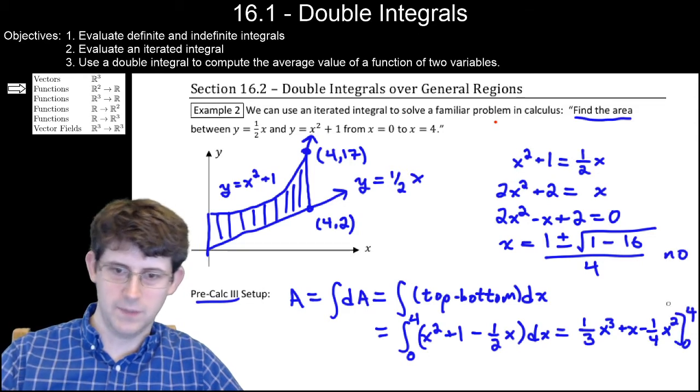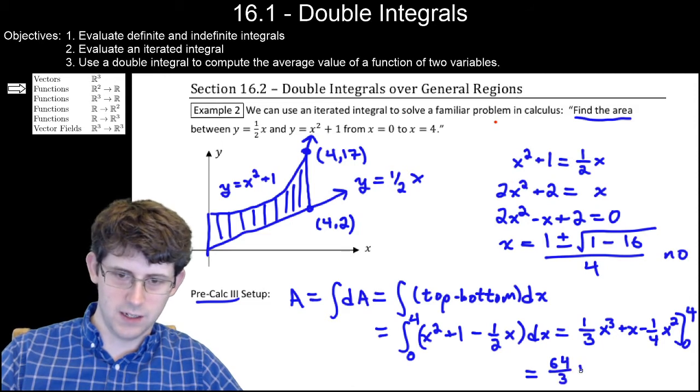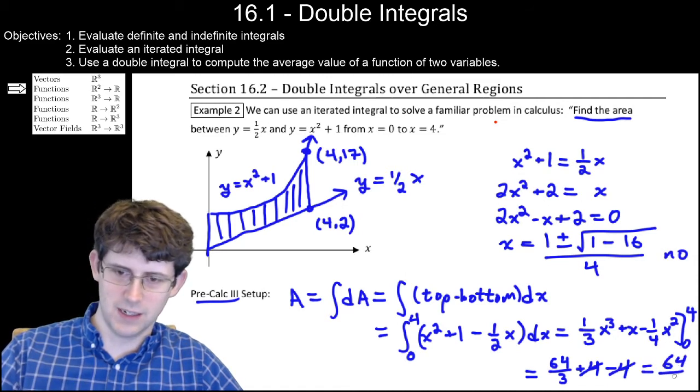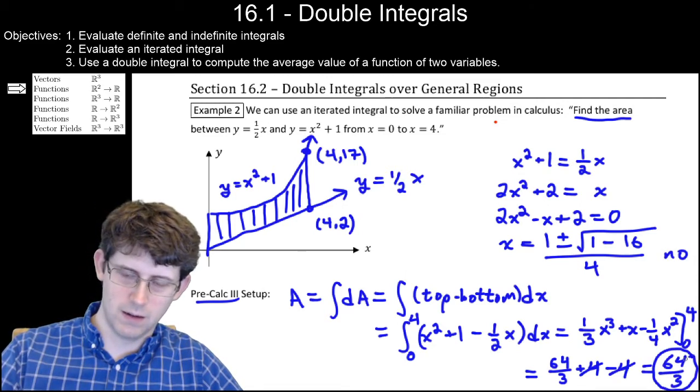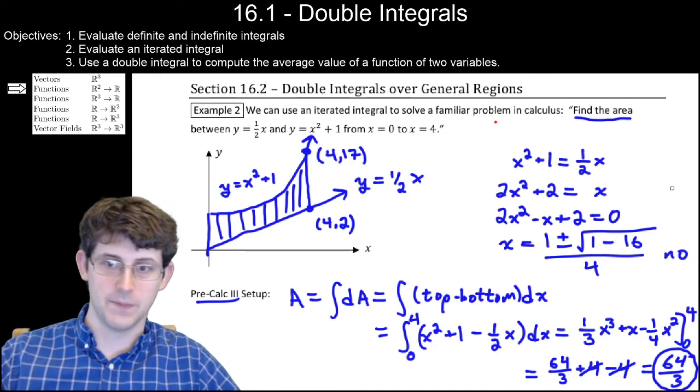From 0 to 4, plug in 4, we'll get 64 thirds plus 4 minus 4. Weird. So we get 64 thirds. So this is the Calc 1 or Calc 2 way of finding this area.